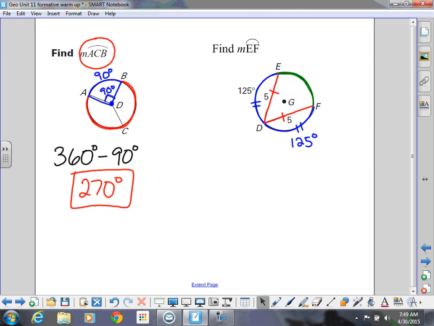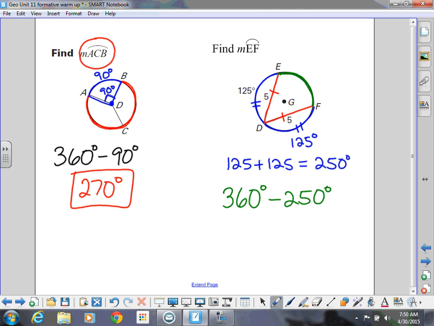So again, I want to find everything except the blue stuff. I want to find the green stuff. All right, so if I add 125 and 125, that's going to give me 250 degrees. Now that's the blue arc, the big blue arc, if we add those arcs together. So to get the green arc, I'm going to take the whole circle, 360, and subtract my 250 degrees. So if I do that, I get 110 degrees. So the measure of EF is 110 degrees.